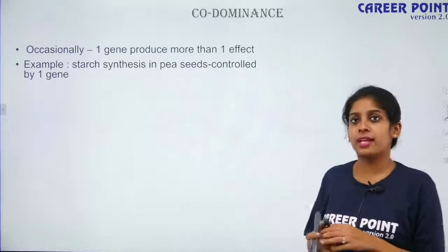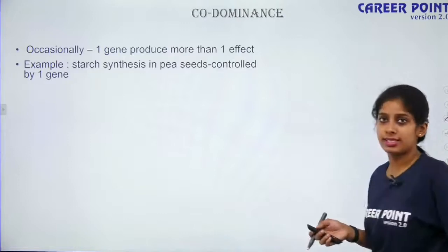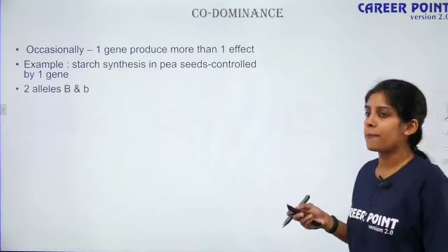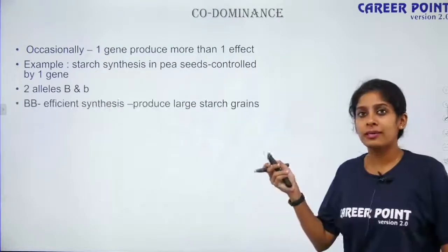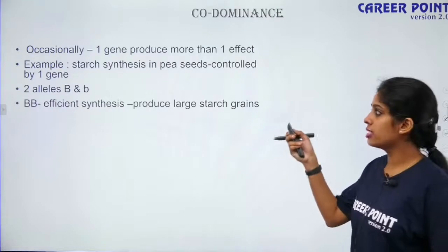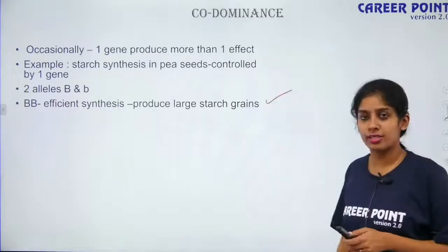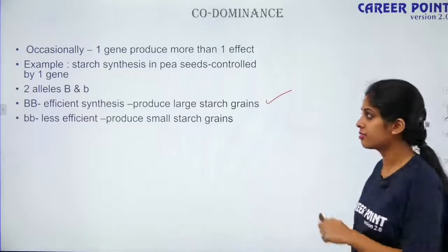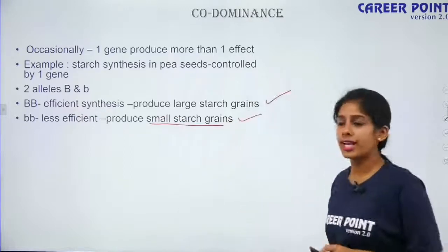For example, I'll give you a small example here. You have starch synthesis in pea seeds, okay? So it is controlled by one gene. So what happens is there are 2 alleles, B and b. Capital B, that is homozygous dominant, has an efficient synthesis and it produces large starch grains, okay? Small b, that is homozygous recessive, is less efficient and it produces small starch grains, right?